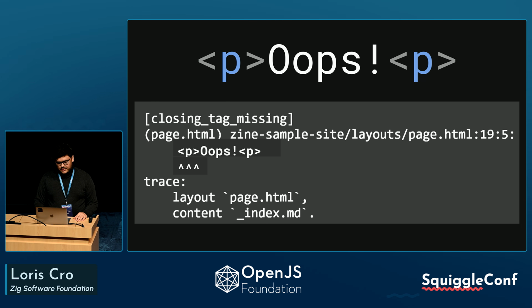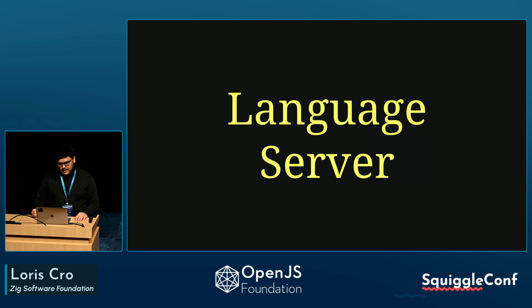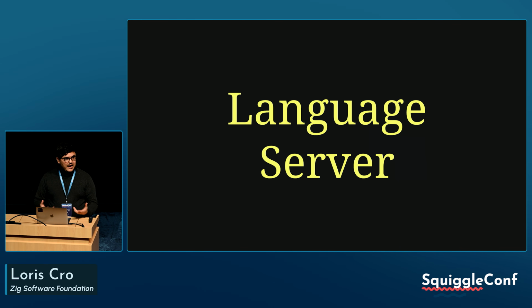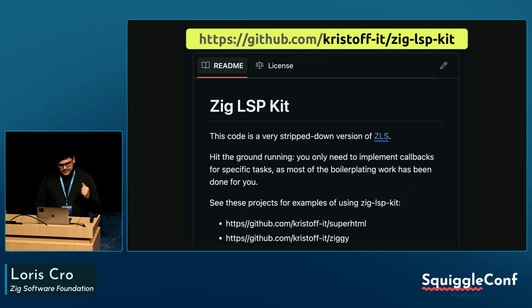After I had done this, it was finally time to make better my static site generator ecosystem and implement a language server that could finally give me what I couldn't get from Hugo, because I wanted squiggly lines in my editor as I typed out the templating language. To implement it, I made Zig LSP Kit, which is basically the boilerplate from the Zig language server. It was developed by other people in the Zig community, and I took it out. I basically gutted out all the Zig specific logic and put callbacks in there. And so you implement the callbacks, and then you have a language server that works.